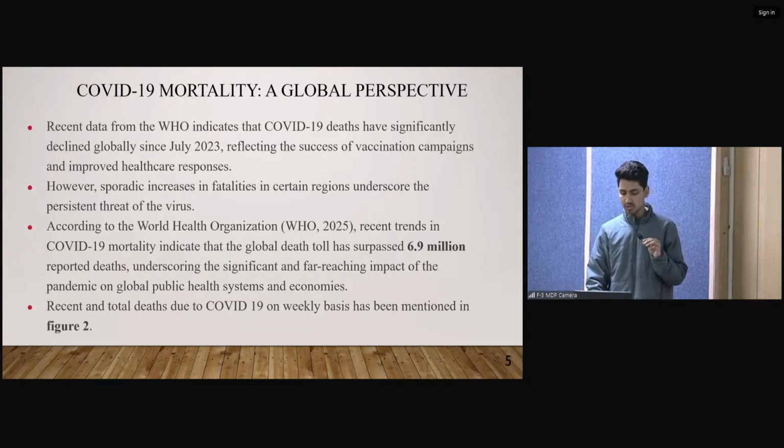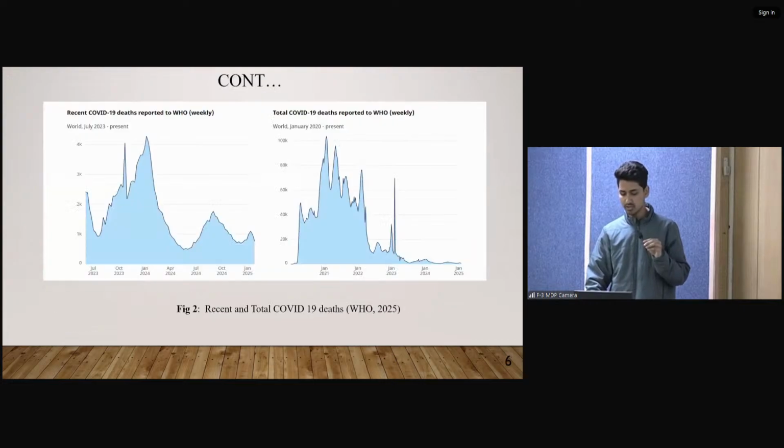WHO reports suggest that COVID-19 deaths have significantly declined from July 2023 because of vaccinations and improvements in the healthcare sector. But still there is a persistent spike in deaths. The WHO reports mention that 6.9 million deaths have been noted till now, which underscores the significant and far-reaching impact of the pandemic on global public health systems. Figure 2 represents the recent and total COVID-19 deaths according to WHO: recent deaths from July 2023 to January 2025, and total deaths from January 2020 to January 2025.